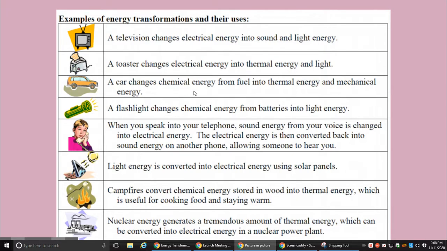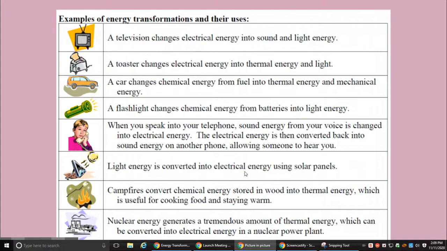A car changes chemical energy from the gas, from the fuel, into thermal energy, which is heat, into mechanical energy, which is motion. A flashlight changes chemical energy from the batteries into light energy. When you speak into your telephone, sound energy from your voice is changed into electrical energy. The electrical energy is then converted back into sound energy on another phone, allowing someone to hear you.